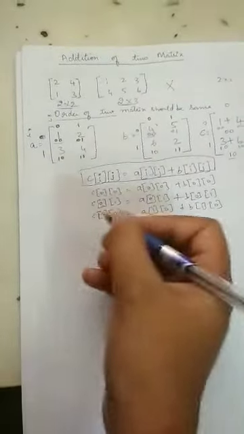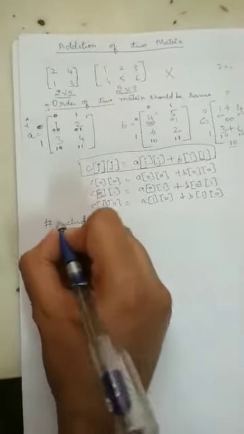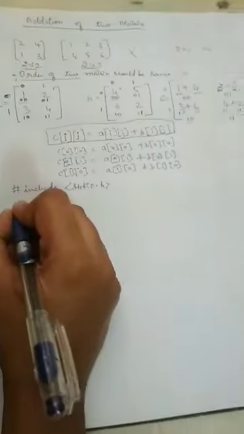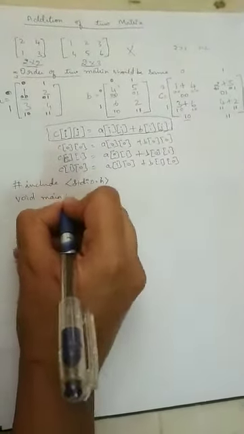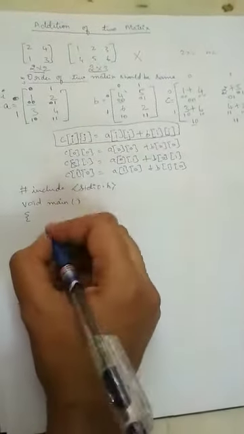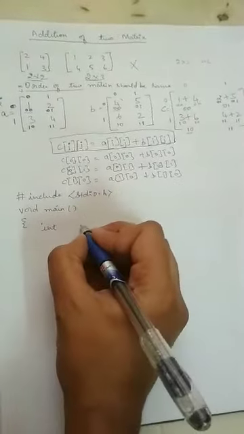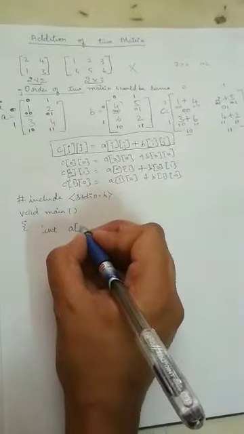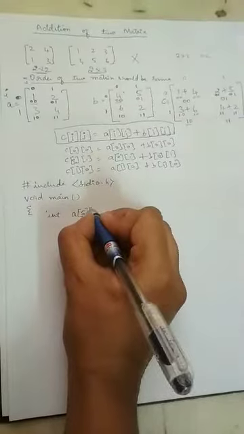Hash include stdio dot h. Next, void main. Then the first thing is, we have to declare the matrix. So the A matrix is there. You can declare it of any size, no problem. Right now you can just declare a maximum of 5 cross 5 matrix.